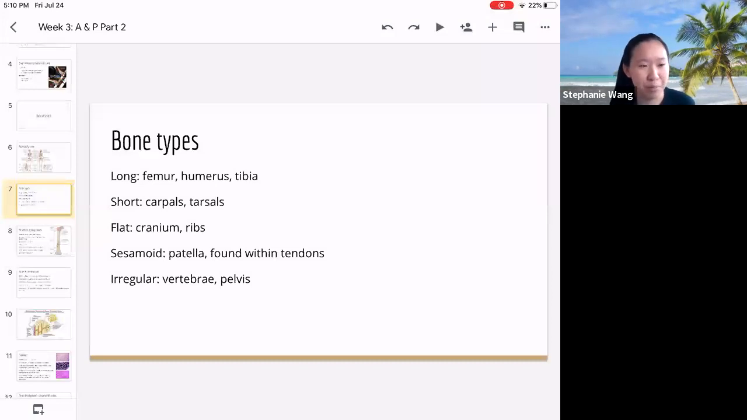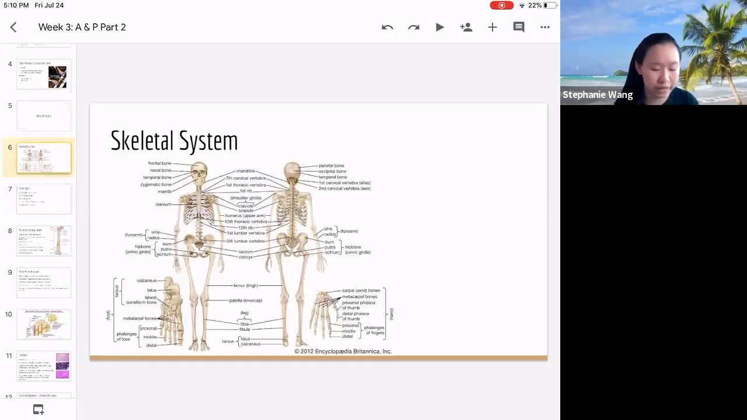Okay, and lastly, in my opinion the easiest would be irregular bones, because they look very different from your normal bone shape. For example, the pelvis, as you can see in here, is heart shaped, which is why it would be irregular. And vertebrae have little spines and little holes inside. So that's why they're irregular.